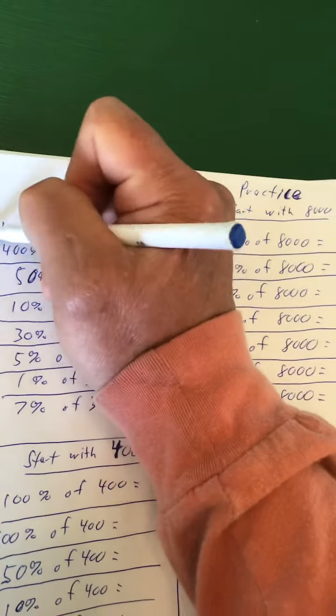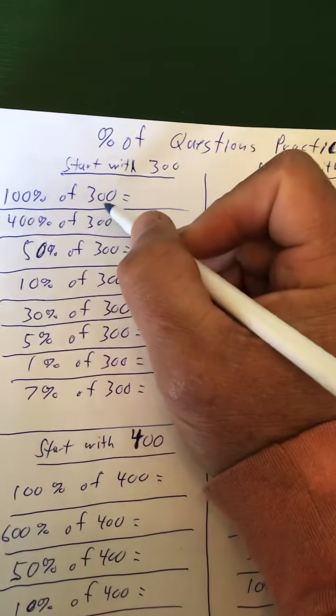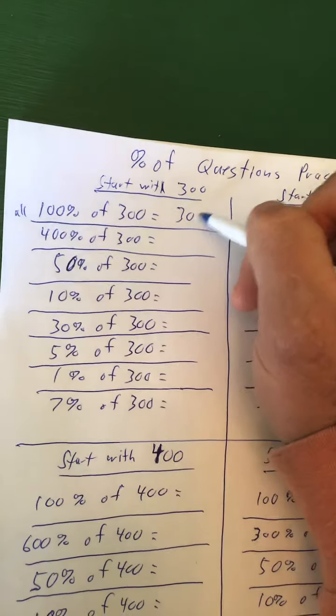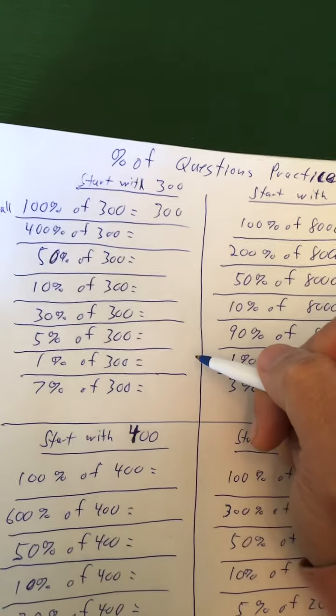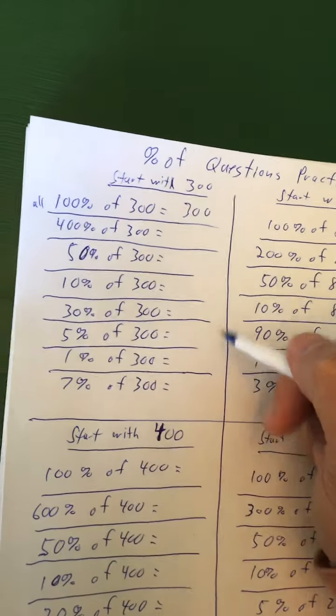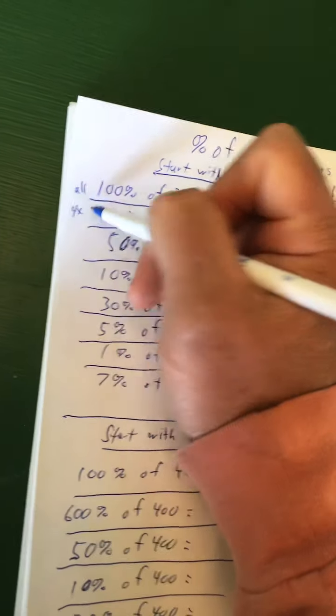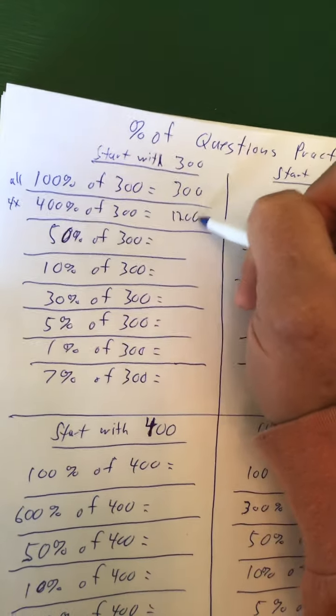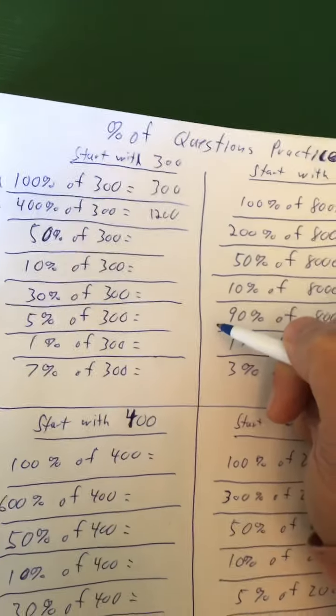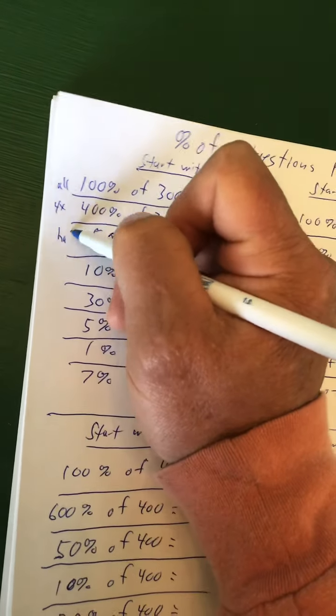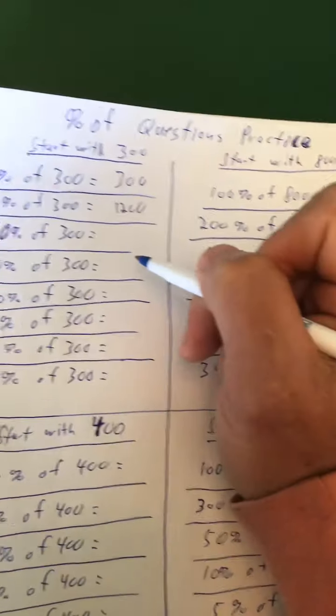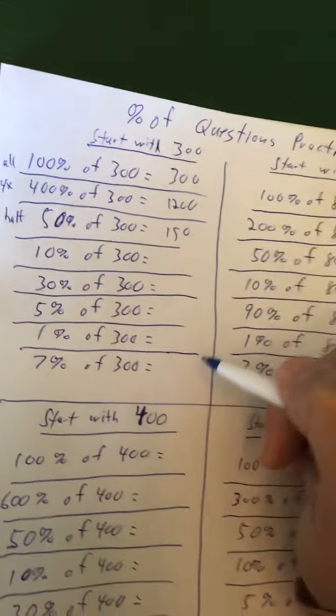This means all, which just means 1 times 300 is 300. What's 100% of 300? Well, it's 300. So 400% means times 4, so that's going to be 1200. 50% means half, so half of 300 is 150.